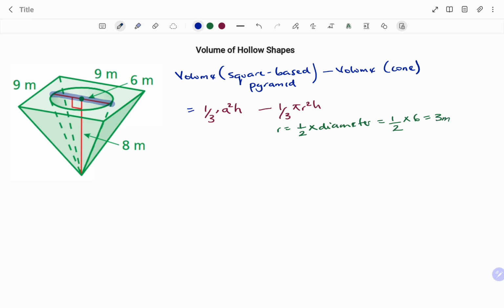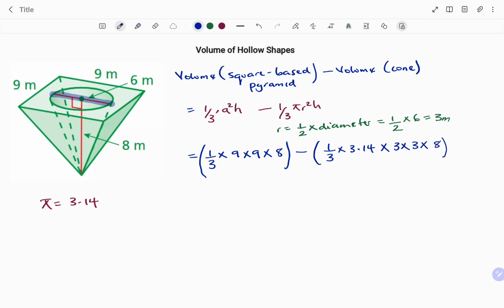So going back to the formula, we have the perpendicular height given as 8 meters, and then the sides of the square is 9 meters. So we have 1/3 times our side square, that's 9 times 9, times my perpendicular height, that's 8. I'm going to put that in a bracket, minus the volume of the cone, that's 1/3. For this video, I'm going to use pi equals 3.14. So I have 1/3 times 3.14 times the radius squared, that's 3 times 3 times the perpendicular height, 8.